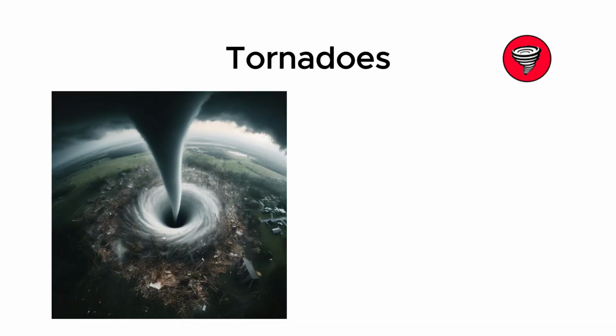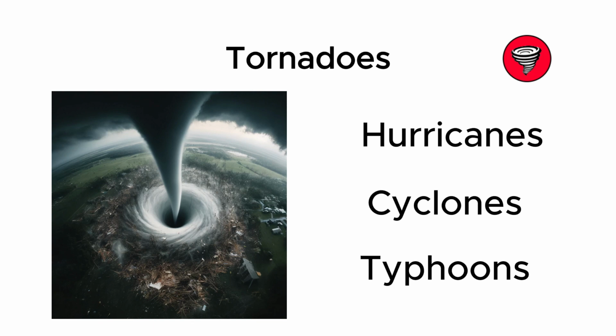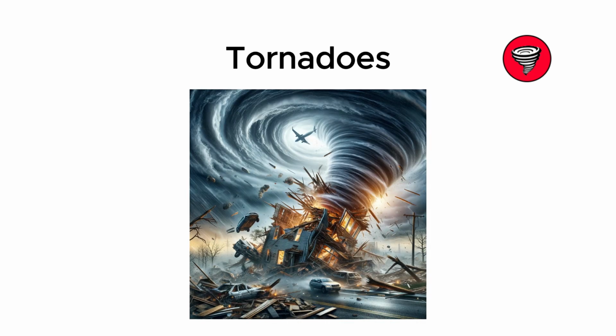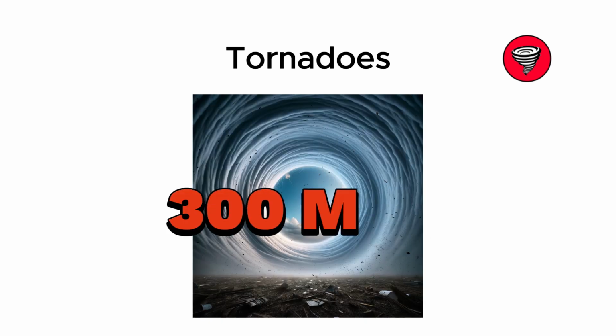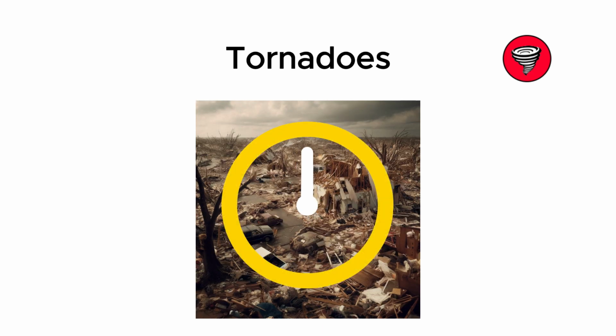The center of a tornado is similar to that of hurricanes, cyclones, and typhoons, in the sense that they too have an eye, and the area surrounding it where the air is spinning can be extremely destructive. Tornadoes can have a wind speed of over 300 miles per hour, making them capable of causing a lot of damage in a short amount of time.